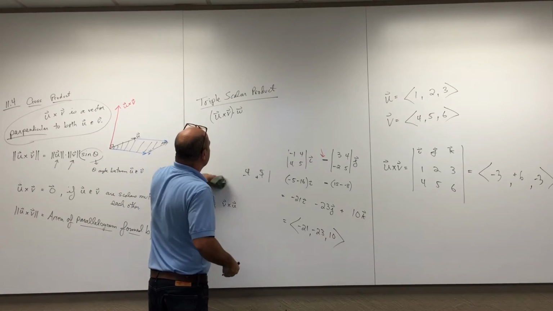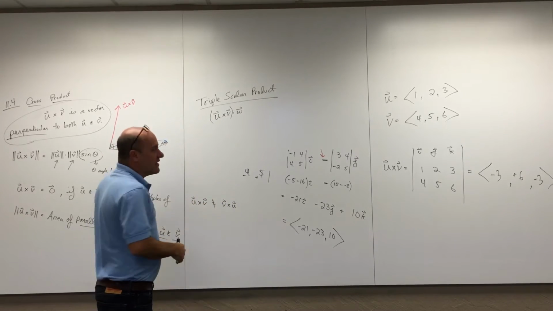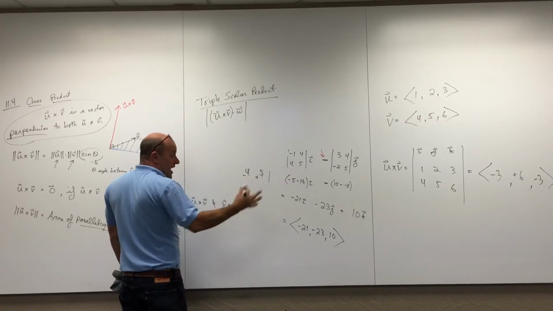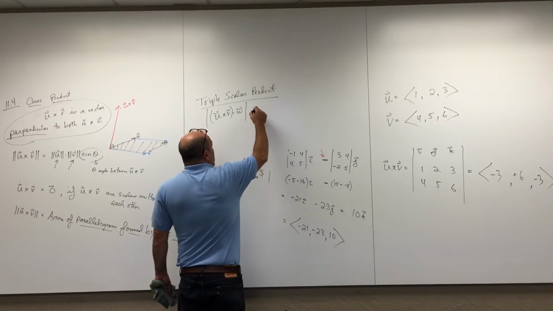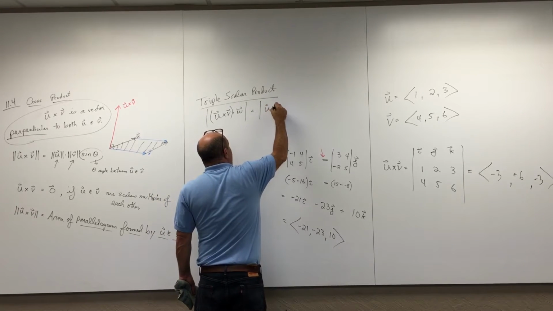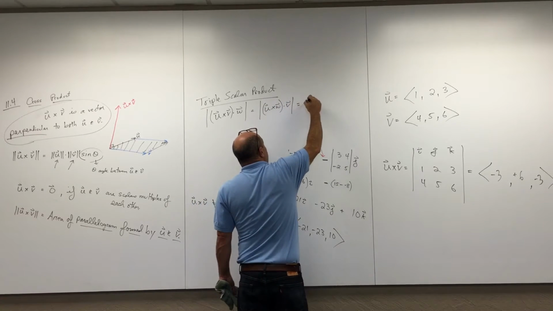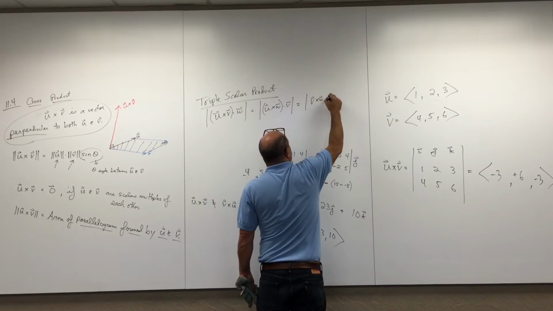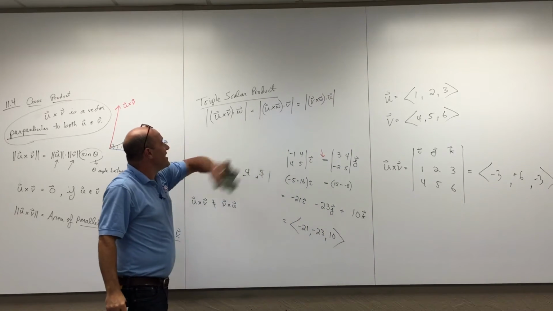But here's what's interesting, too. This ends up being a number. And that number could be positive or negative, I guess. If I put absolute value on it, then it's positive, okay? So then it's a positive number. And then this is interesting. It could be u cross w dot v. Or it could be v cross w dot u. It's interesting, it's all the same.